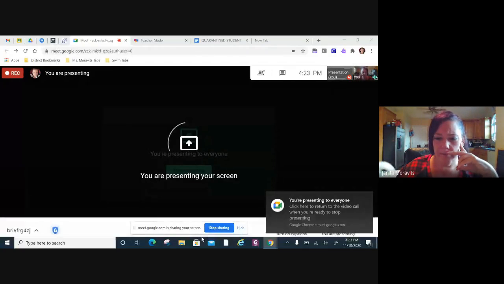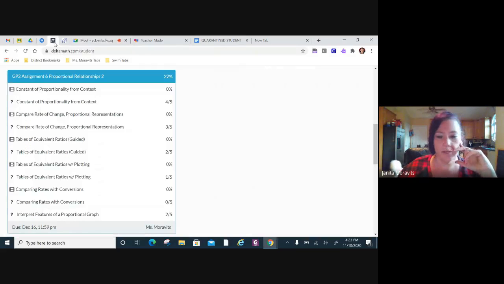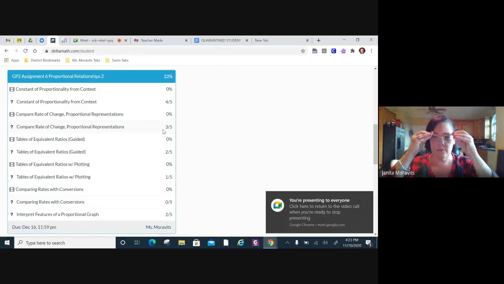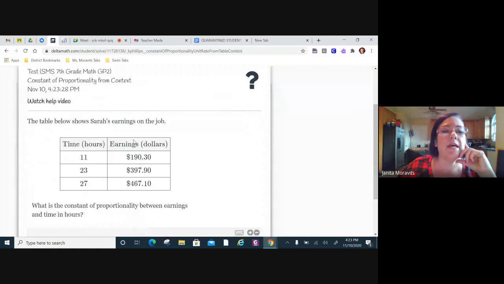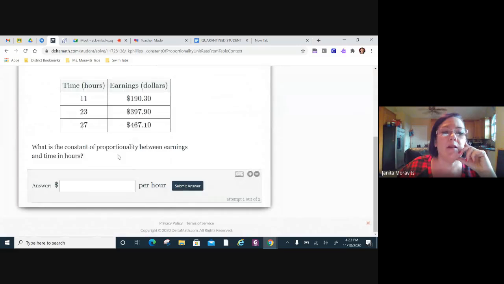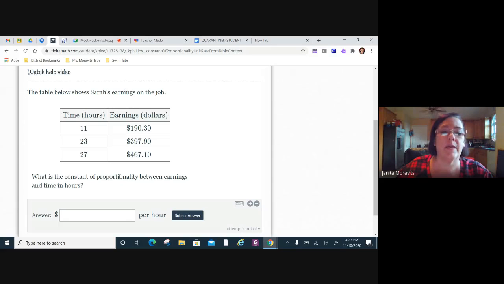I'm going to go here to Delta Math. Let's get rid of all of these things like this. Okay, let's go to Delta Math. All right, constant of proportionality from context. We already went over that some. Remember we said the constant of proportionality usually means you're finding your one. And they wanted to know the constant between earnings and time in hours. So they want to know how much per hour Sarah is making.